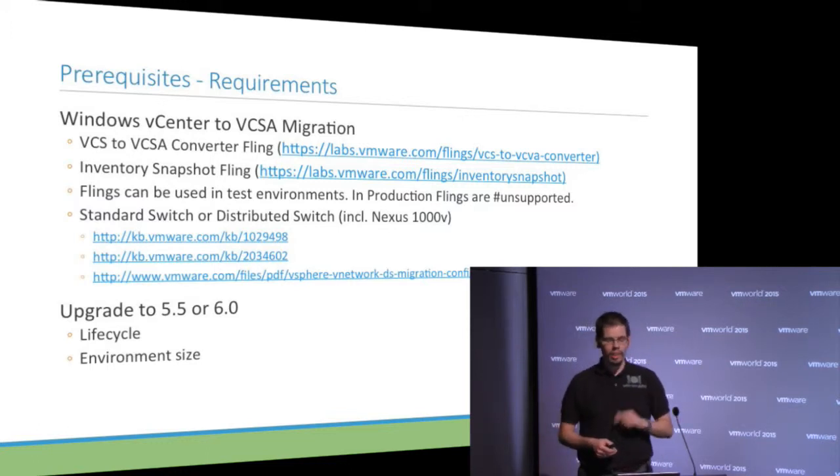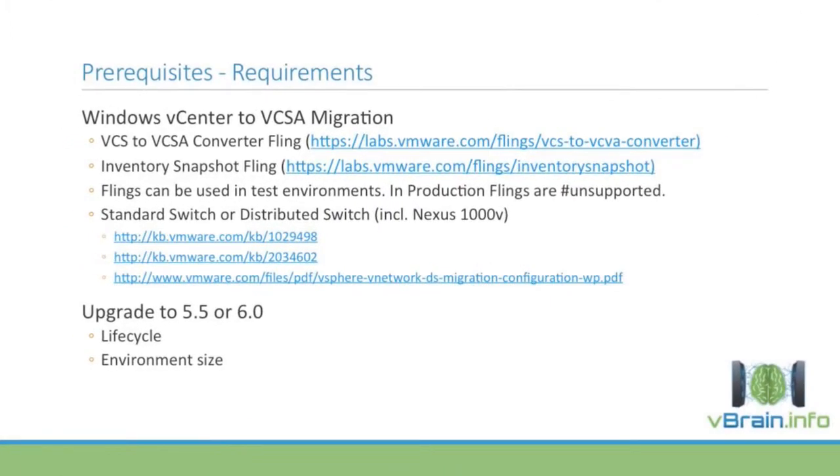And if you migrate from Windows vCenter to vCSA, you may also have distributed switches. If you have that, or if you have a Nexus 1000V, you need to migrate everything from the distributed switch to standard switches, migrate the host to the new vCenter, and put it there on a newly created distributed switch. I put there some links of knowledge base articles and a white paper which describe this process.